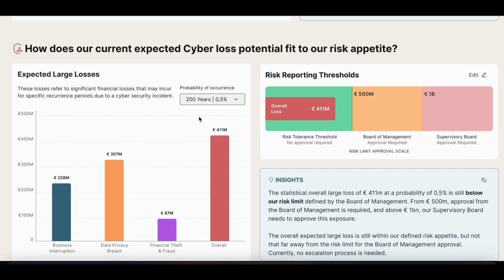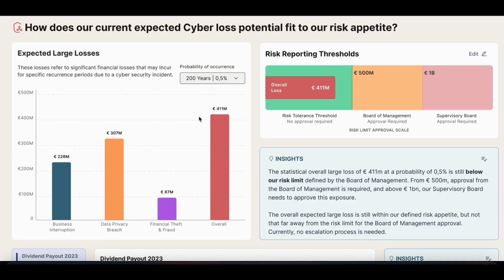Another question the board might be asking is, how does our current expected cyber loss fit into our risk appetite? For the example company here, we have a risk tolerance threshold of 500 million. We have a statistical overall large loss of 411 million euros at a probability of 0.5%, which is still below the risk limit defined by the Board of Management. So currently, there is no escalation process needed.